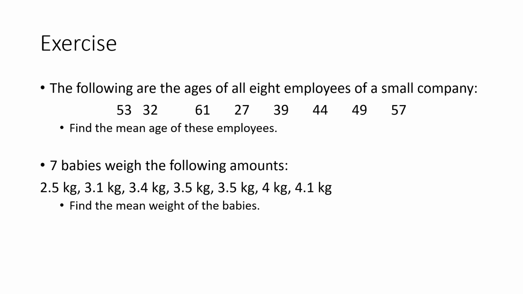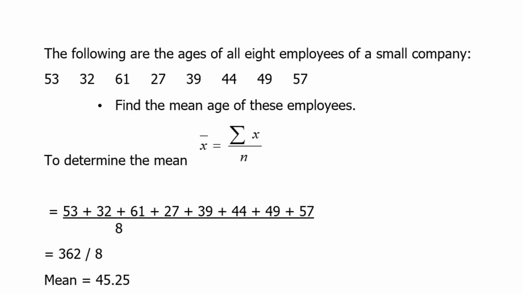The following are the ages of all 8 employees of a small company: 53, 32, 61, 27, 39, 49, 44, 49, and 57. Find the mean age of these employees. Similarly, we have another one; you might pick one to try out on your own. 7 babies weigh the following amounts: 2.5 kg, 3.1 kg, 3.4 kg, 3.5 kg, 3.5 kg, 4 kg, and 4.1 kg. Find the mean weight of the babies. We'll do the first one.